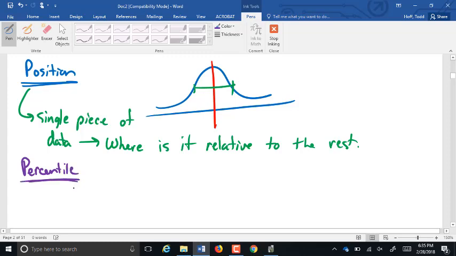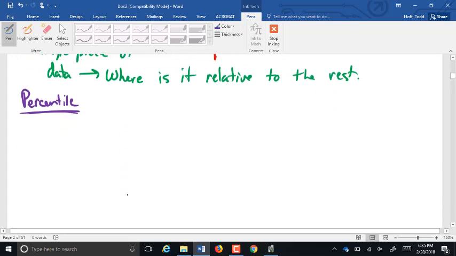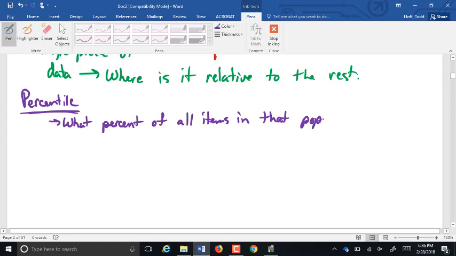Pretty much all of you, I'm sure, have heard the word percentile, whether you took a test and were told you scored in the 63rd percentile, or you have a kid and you're told your kid's height is in the 82nd percentile for his age group. What does that mean? Well, the percentile means what percent of all items in that group, in that population, have a smaller value.